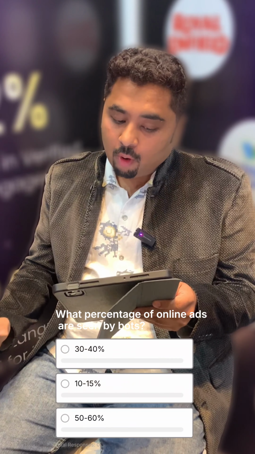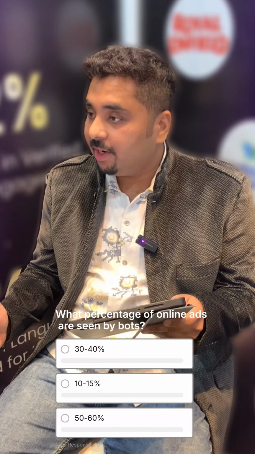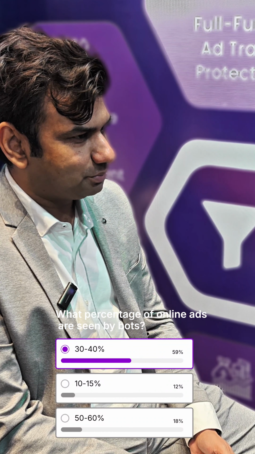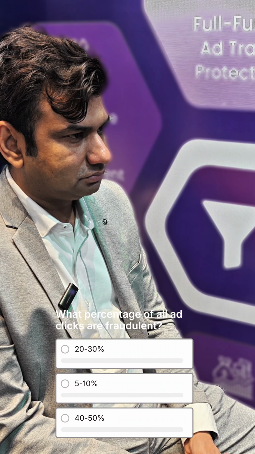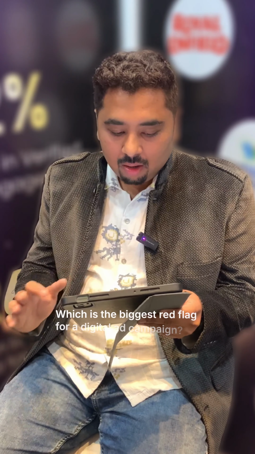What percentage of online ads are estimated to be seen by bots instead of humans? Is it 30 to 40%, 10 to 15%, 50 to 60%? 30 to 40%. Okay. What percentage of all ad clicks are estimated to be fraudulent? 20 to 30%, 5 to 10%, 40 to 50%. 40 to 50%. Okay. Three more questions.